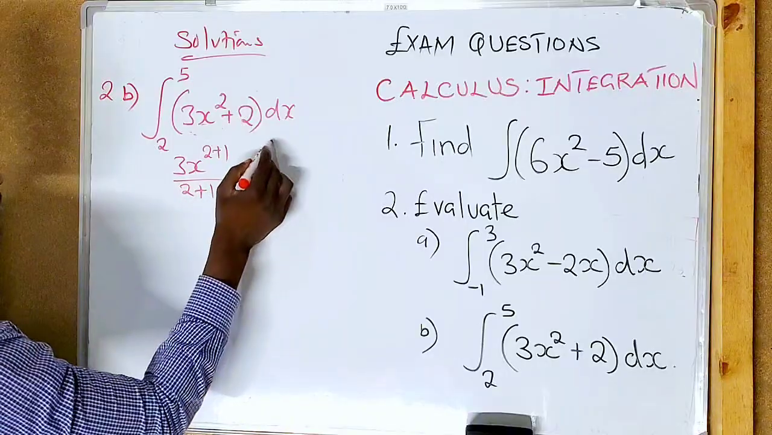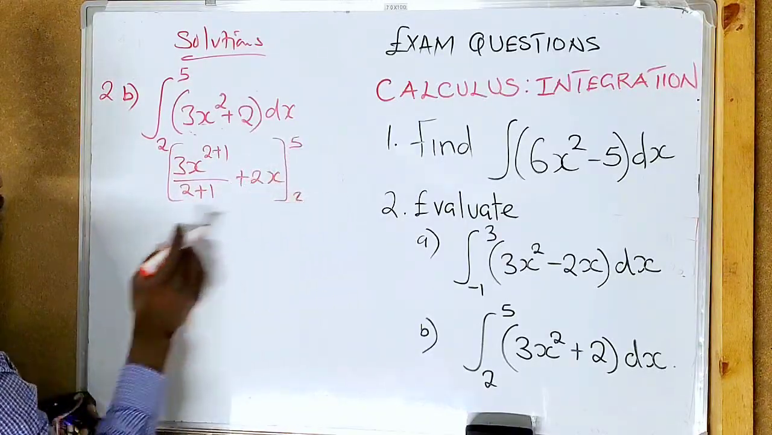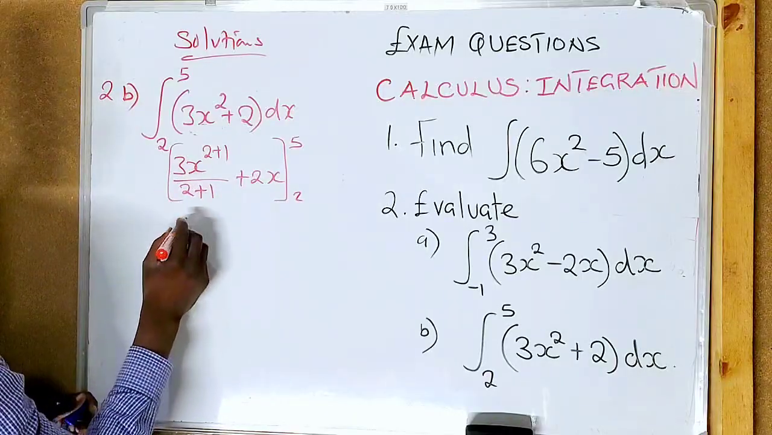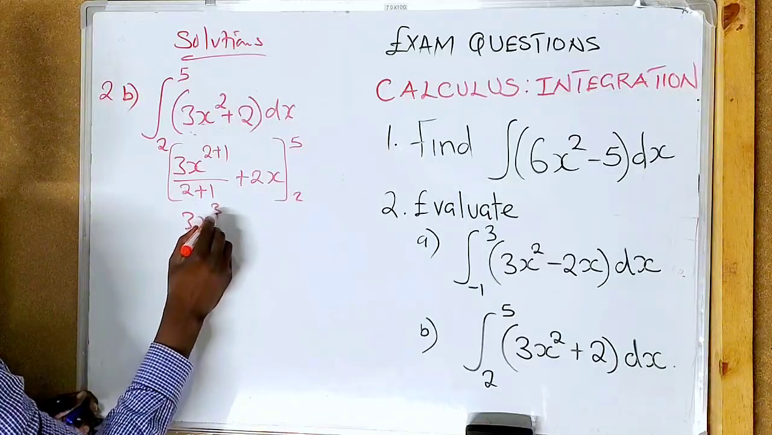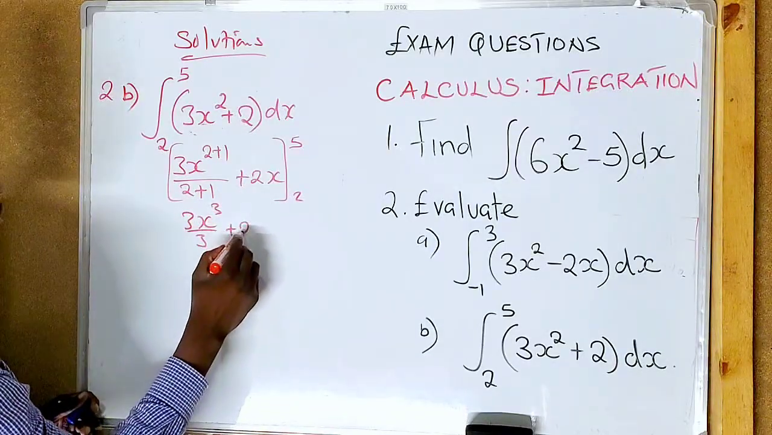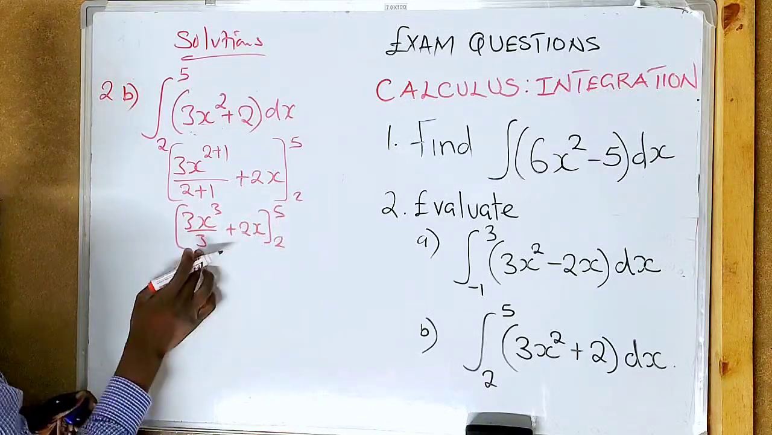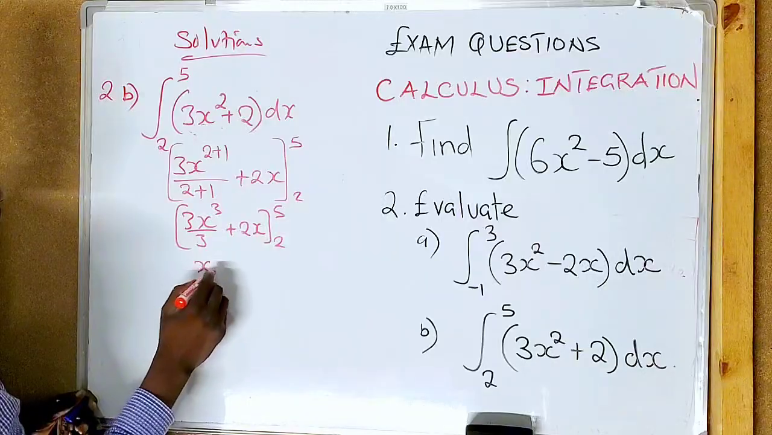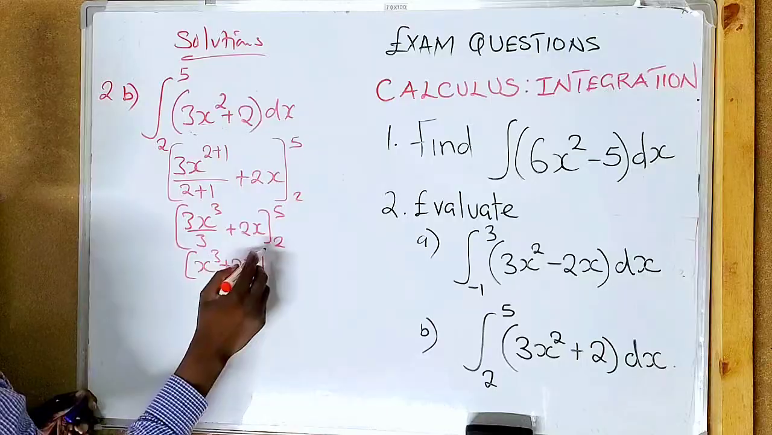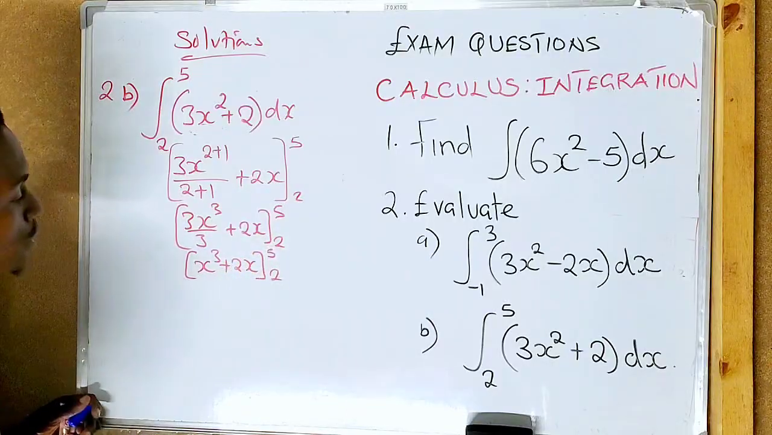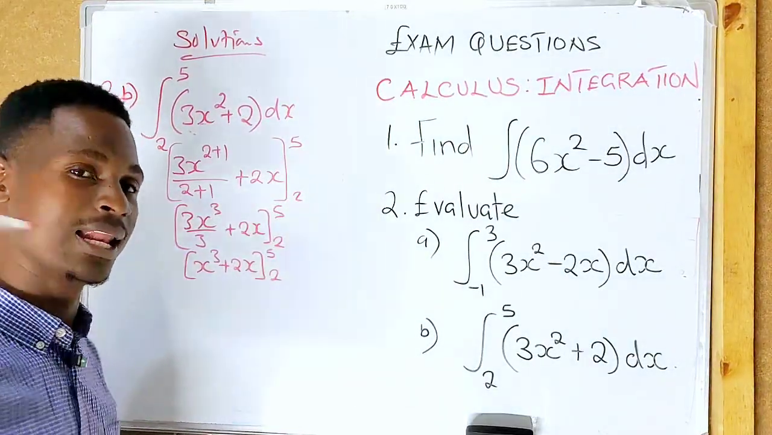Upper limit is 5, lower limit 2. This is going to give us 3x to the power 3 over 3 plus 2x, upper limit 5, lower limit 2. We can simplify here. 3 into 3, you just remain with x to the power 3 plus 2x. Upper limit 5, lower limit 2. Let's now find the difference between the upper limit and the lower limit.